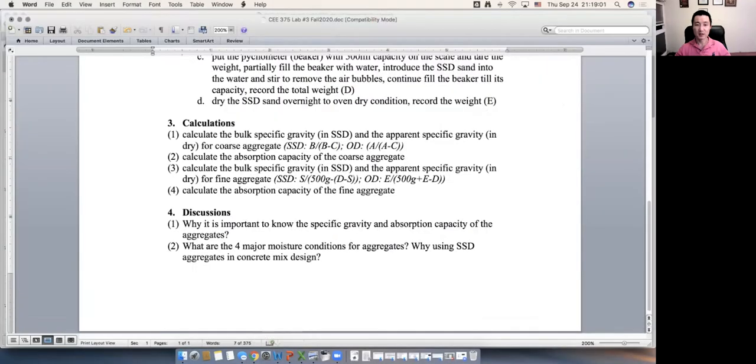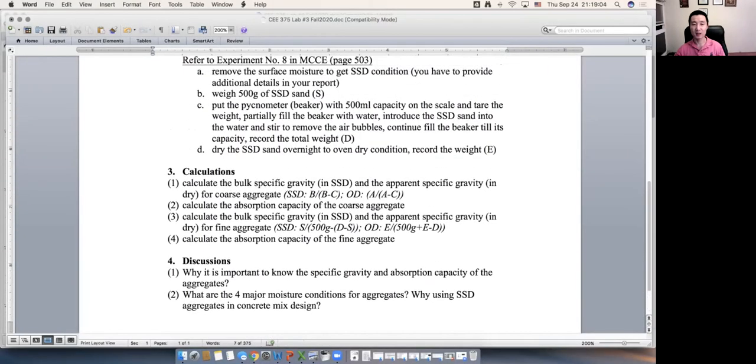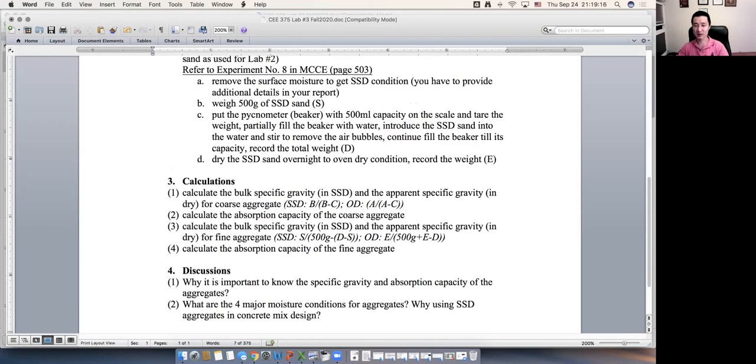Okay. So yeah, based on these numbers, we can calculate the specific gravity for the sand and quartz, and also the apparent absorption capacity for the sand and quartz. Typical value for sand and quartz for the specific gravity is obviously around 2.6, 2.7, or 2.8. Okay. For absorption capacity, around 2%, 3%, 4%, or even 5% will be normal.